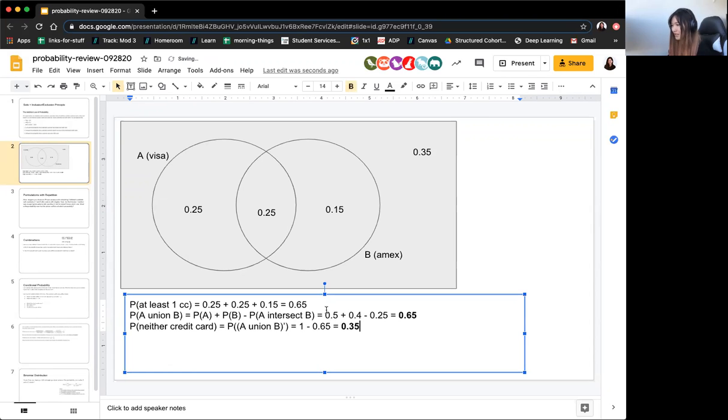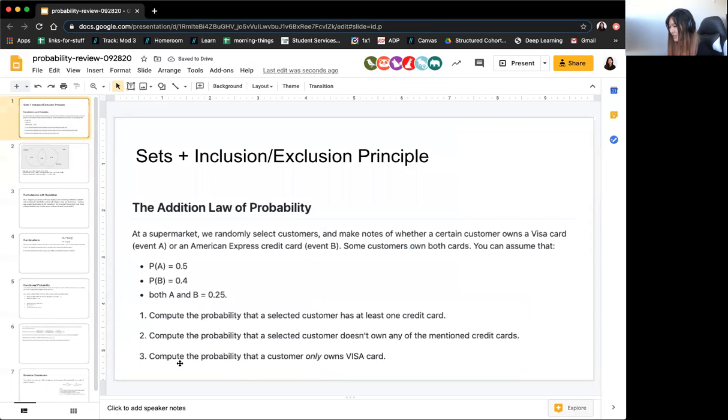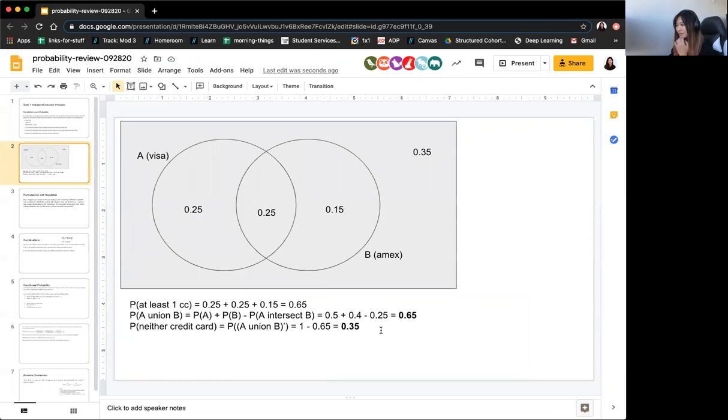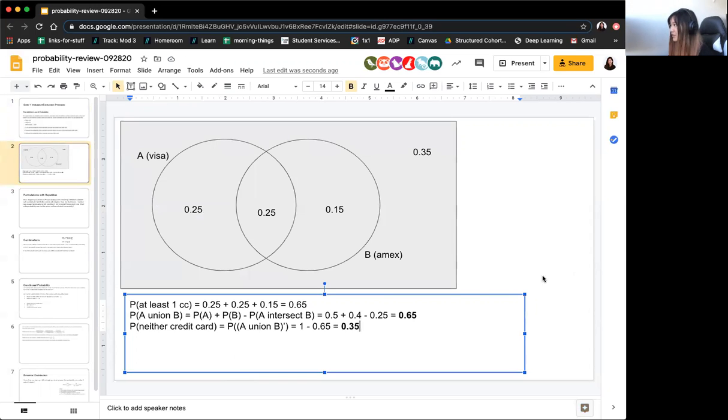There we go. And the last question here is the probability that a customer only owns a Visa card. I do want to talk about a conditional right after this, but here, again, because we already have that, A has a part that is only A and a part that is A and B. Here we're just looking at the part that is only A. We know that to be 0.5 minus 0.25, which is 0.25.